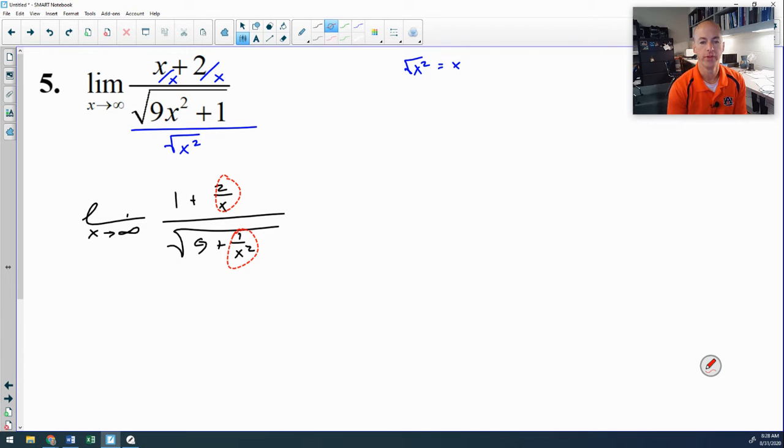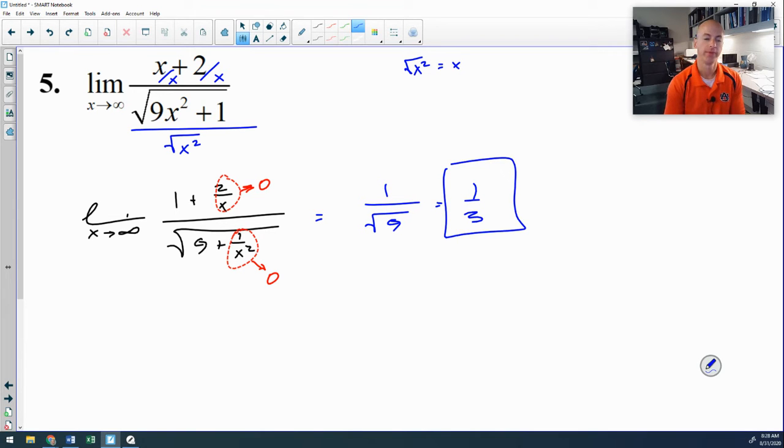So now that I have reduced this, I'll look at my terms that have an x in them. Both of them is a number over infinity. 2, when I plug in infinity for x, 2 over infinity will approach 0. 1 over infinity squared will also approach 0. And my answer is 1 over the square root of 9. And if you're really smart, you might know that the square root of 9 is 3. So there's our answer for 5.